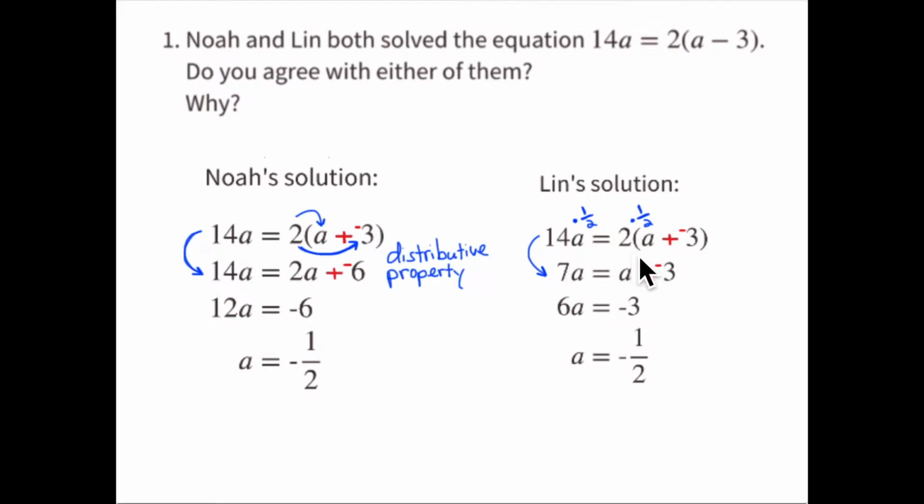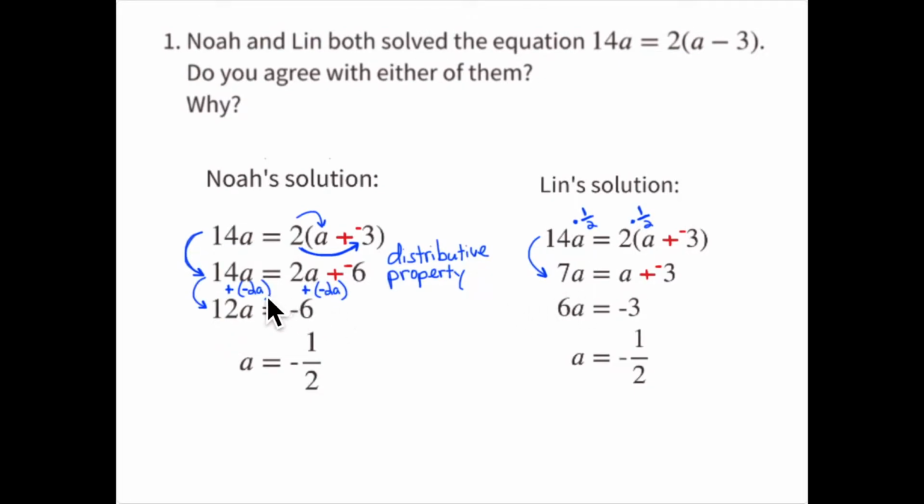So if I have 2 of something on the right side, if I take 1/2 of that, then I have 1 of those things. So I have 1 of these groups of A plus -3, and so I must have half of 14A on the left side, which is 7A.